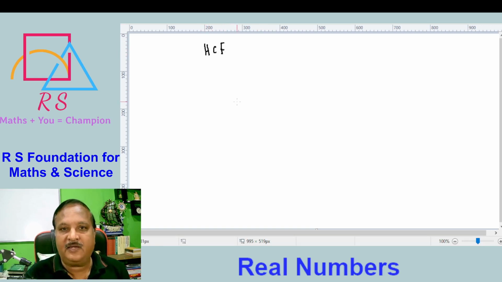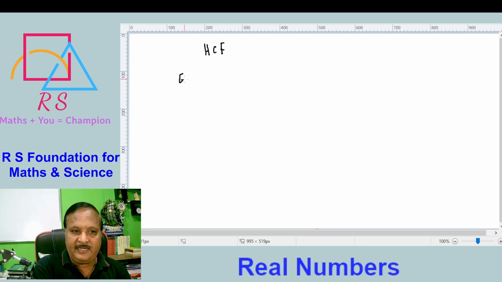This you have already learned in classes 6, 7, 8, 9: HCF, highest common factor. So we will apply it in finding HCF. For that, let us take an example. Find the HCF of, let us say, 23 and 20.